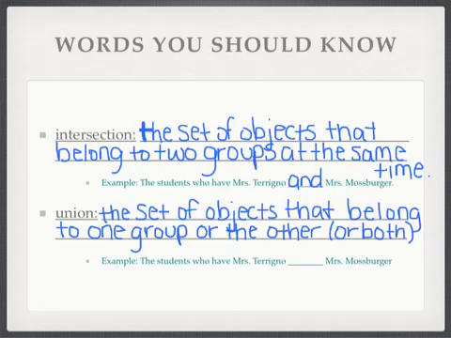So if I were throwing a party for the union of our classes, that would be anyone who has me or Mrs. Mossberger. So who would get to go now? Everybody. Okay, everybody in here, right? Because you all have me. Which party's bigger? The union. Okay, the union would be a bigger party.